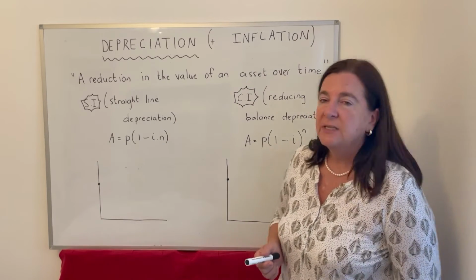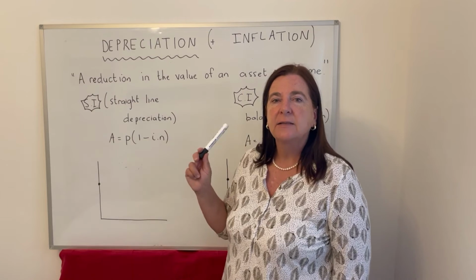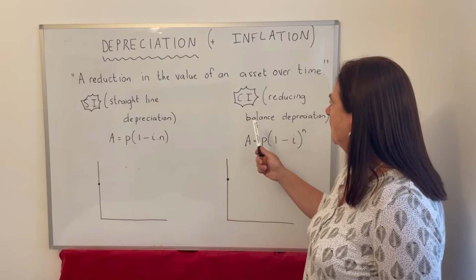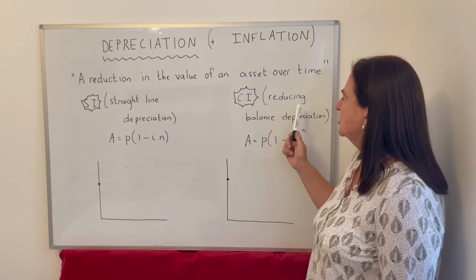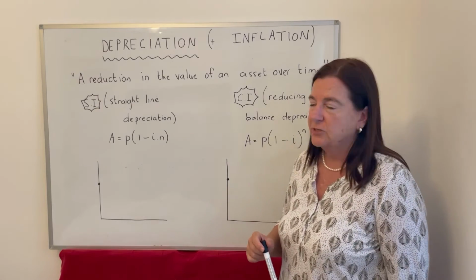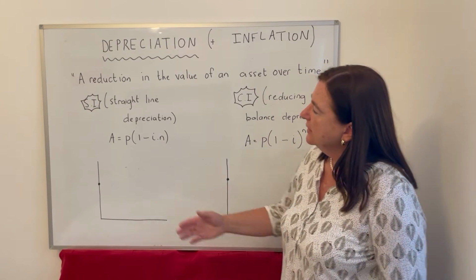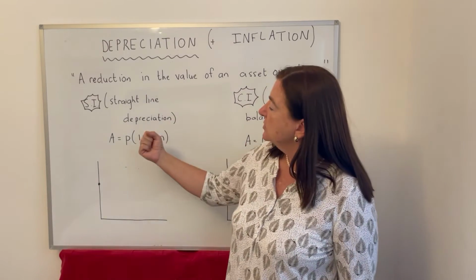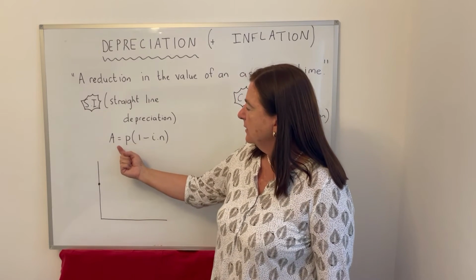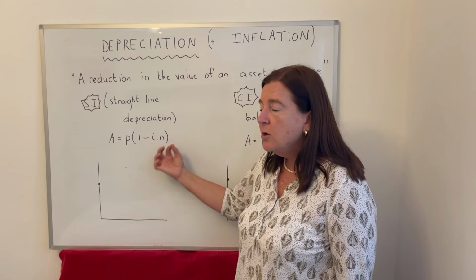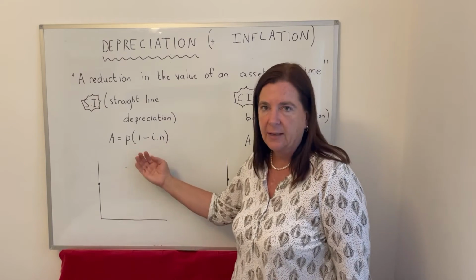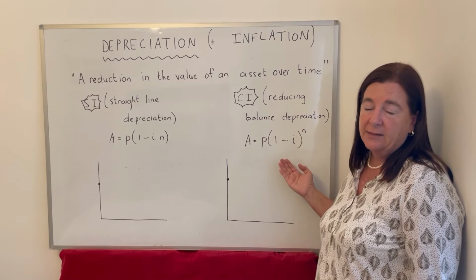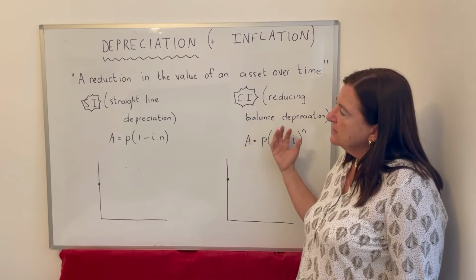But the thing that we're interested in for our level of maths is that in depreciation, there's a difference between straight line depreciation and compound interest depreciation, which is also called reducing balance depreciation. And once again, the formulas are different. The formulas are given on your formula sheet. In straight line depreciation, it's A equals P(1 minus in). The only difference is that you are subtracting instead of adding. And with compound interest, A equals P(1 minus i) to the power n. So that's essentially the only difference in the two.